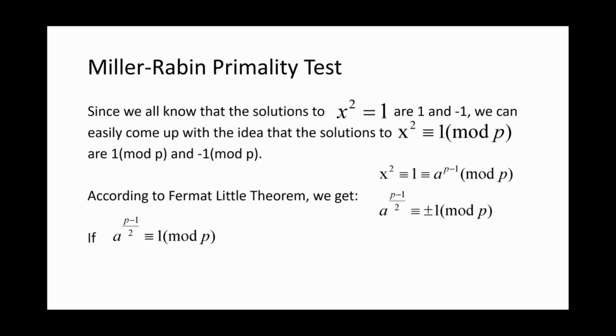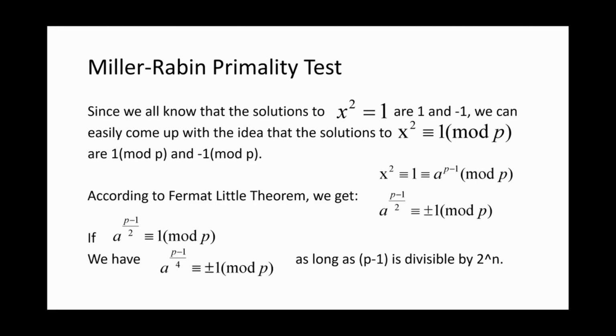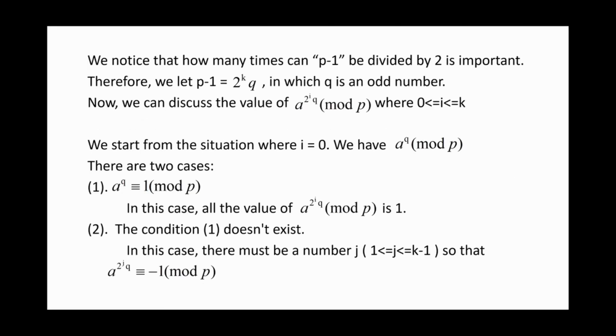If it is congruent to 1, we have this new congruence: a to the power of (p minus 1)/4 is congruent to 1 or minus 1 modulo p, as long as (p minus 1)/2 is still divisible by 2. We notice that how many times p minus 1 can be divided by 2 is important. Therefore, we let p minus 1 be 2 to the power of k times q, in which q is an odd number. Now we can discuss the value of a to the power of 2 to the power of i times q modulo p. We start from the situation where i equals 0.